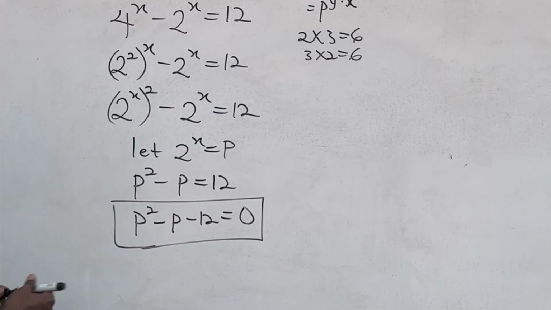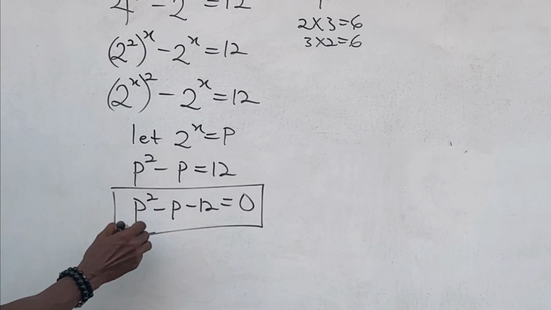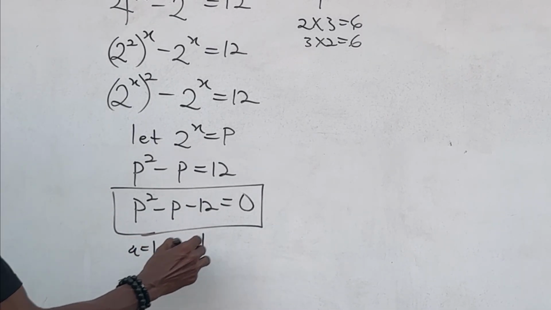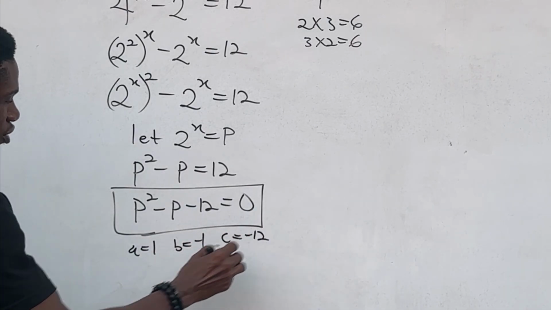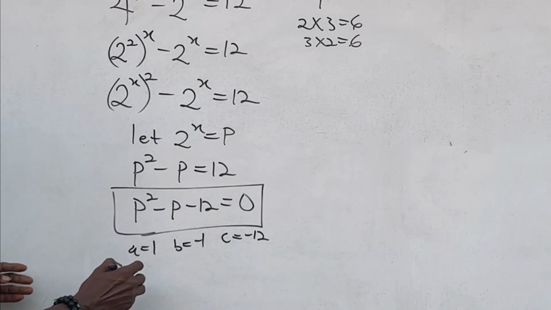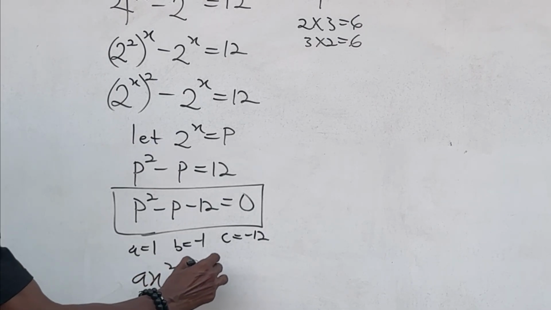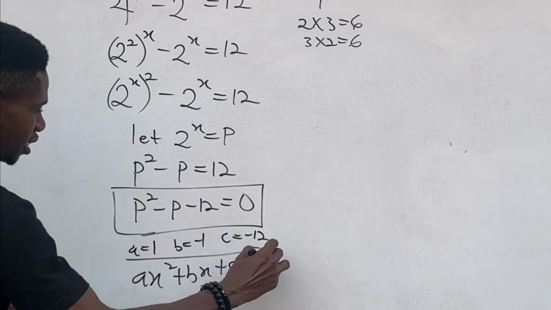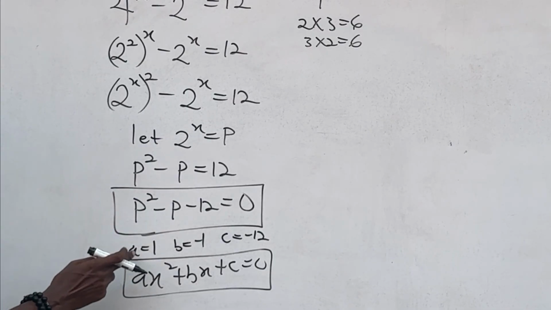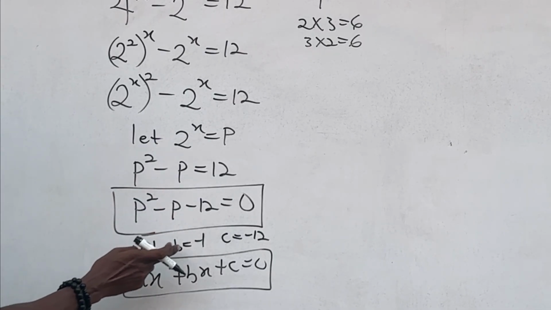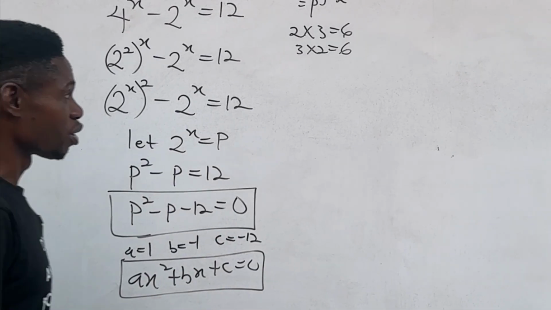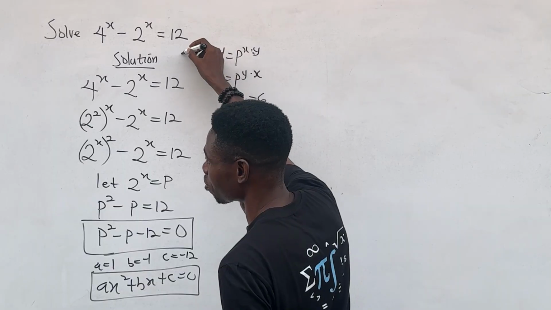To solve this by factorization, our a is 1, our b is minus 1, and our c is minus 12. Now, this a, b, and c, where are we getting it from? From the standard quadratic equation that says ax squared plus bx plus c equal 0. So our a is the coefficient of this p squared, which is 1. Our b is the coefficient of p, which is minus 1. And our c is our constant, which is minus 12. Okay, so let me come over here to continue. This is not part of our work.